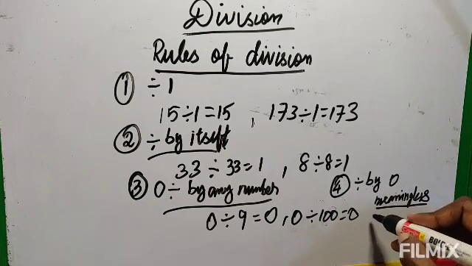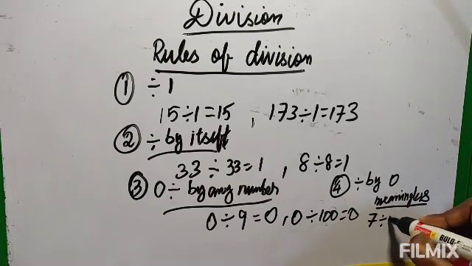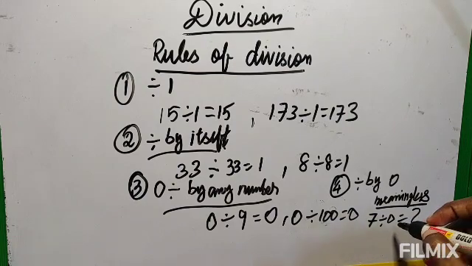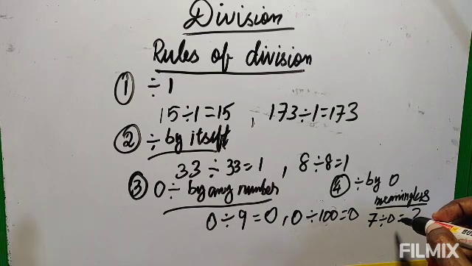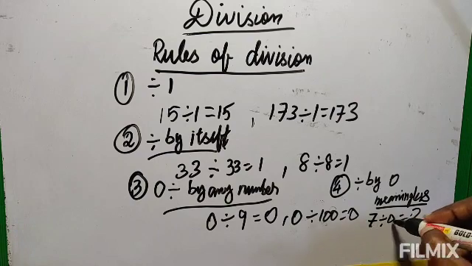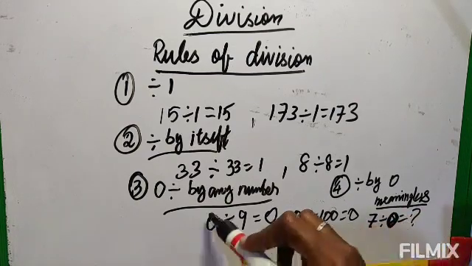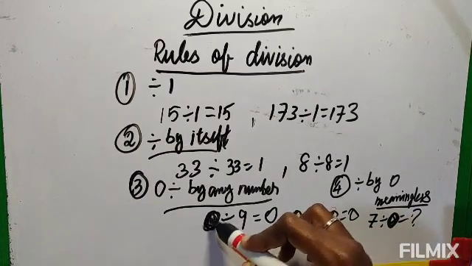That example I can give. Now 7 divided by 0. Here there is no answer. You cannot find the answer. You cannot divide any number by 0. 0 is nothing. You cannot divide any number by nothing. So it is meaningless. If 0 comes in the second place, it is meaningless. If 0 comes in the first place, the answer is 0.